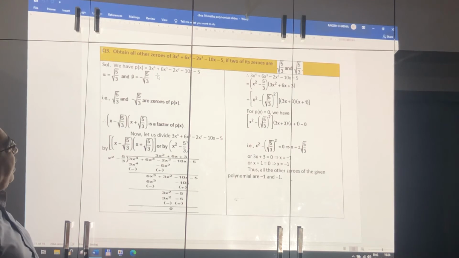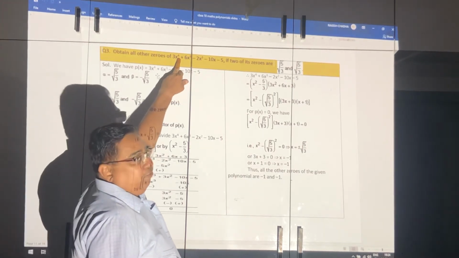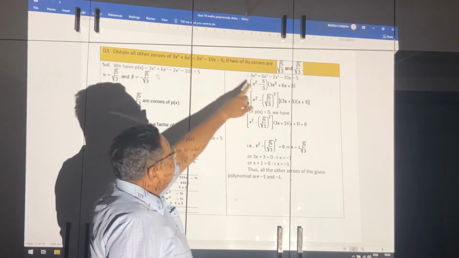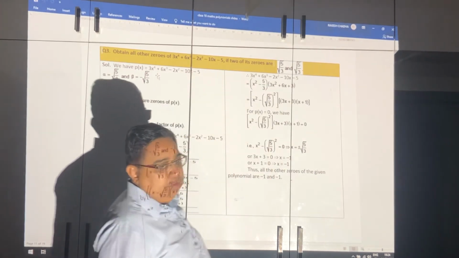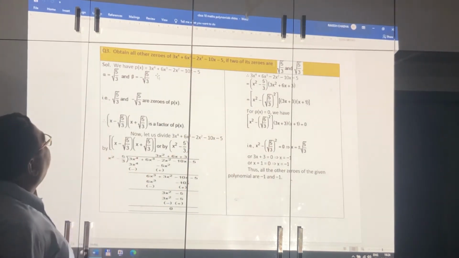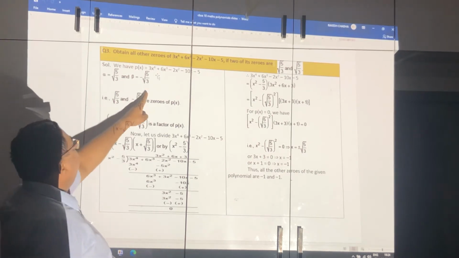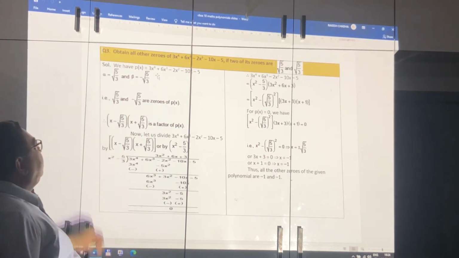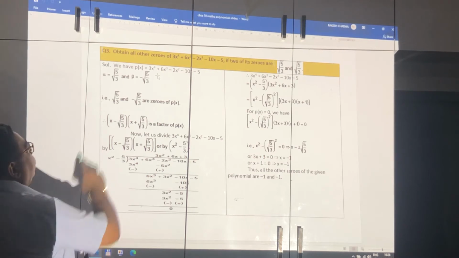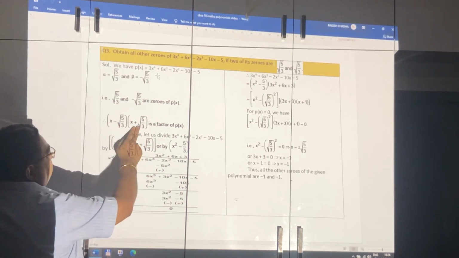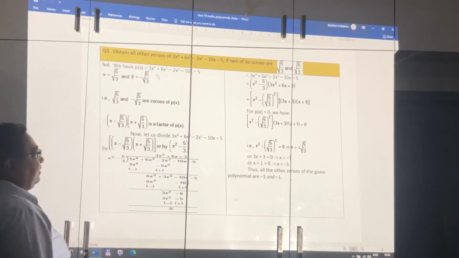Now we have to find all the other zeros. Because the degree is 4, it will have 4 answers. 2 are given and we have to find the other 2. First, call one alpha and the other beta. Then we know that because they are zeros, the product is a factor, as we just saw in the last sum.